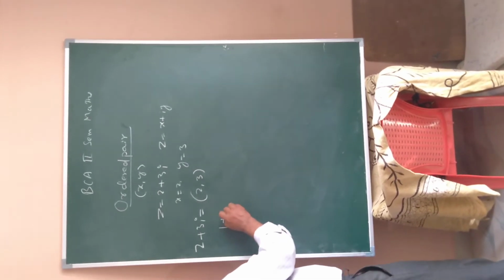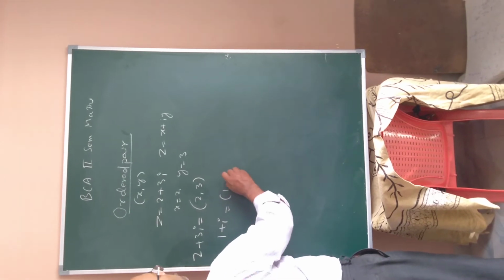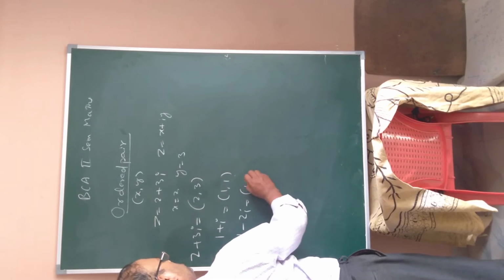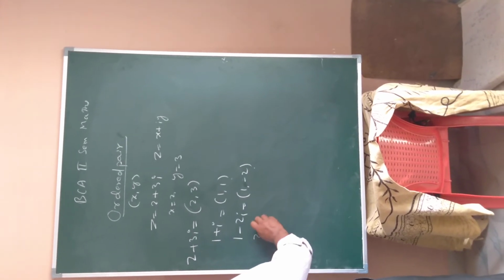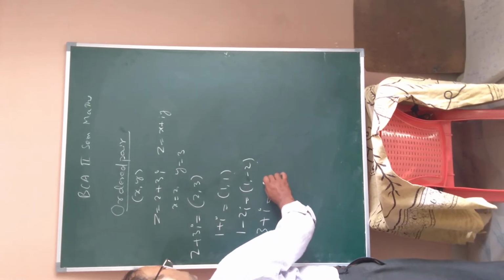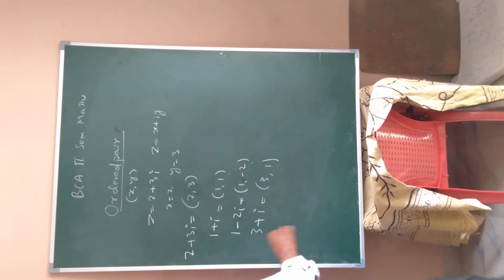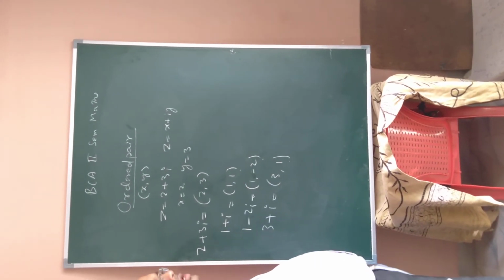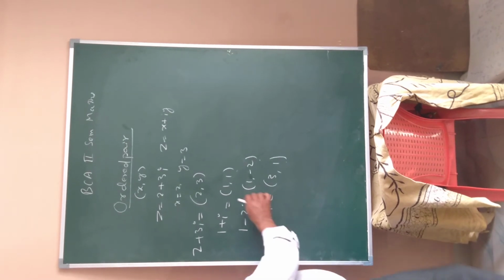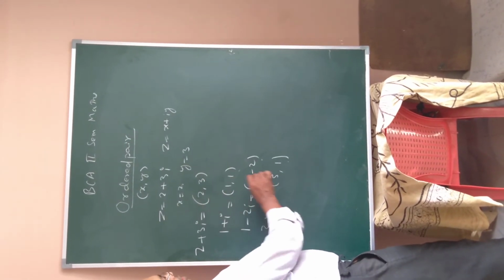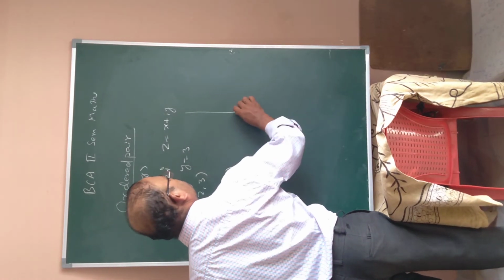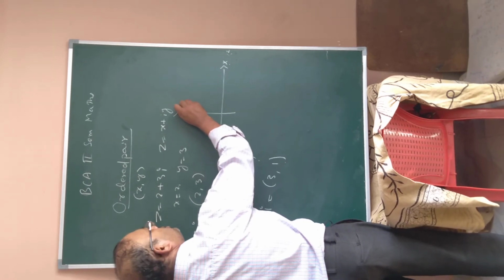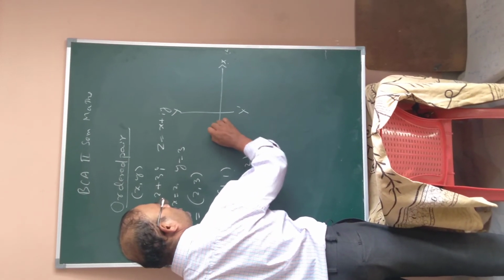Similarly, 1 plus i is equal to (1, 1). 1 minus 2i is equal to (1, minus 2). 3 plus i is equal to (3, 1). These are called representing complex numbers as an ordered pair. Now we can represent these ordered pairs in the complex plane, with x axis, y axis, y dash, x dash.